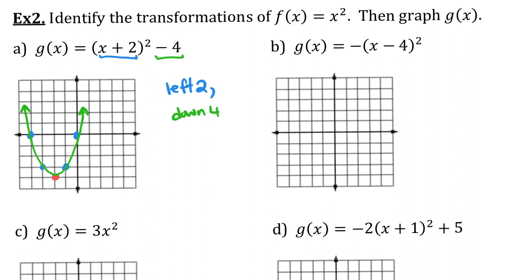Let's look at the next one. Okay, what do we see on here? Well, there's a negative in the front. What does that do? Reflect over the x-axis. So it's going to open down. What else? Right 4. Okay, so if I go right 4, the vertex is over here. Since it's reflecting over the x-axis, it's going to open down. 1, 2, 1, 1, 2, 1, 2, 3, 4, 2, 3. Okay, let me sketch the parabola.